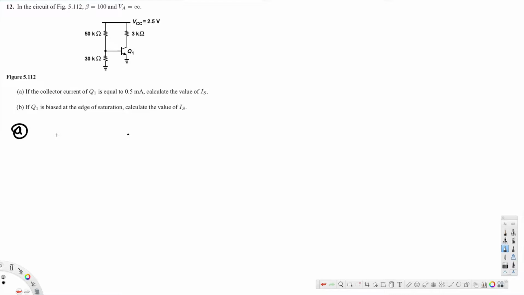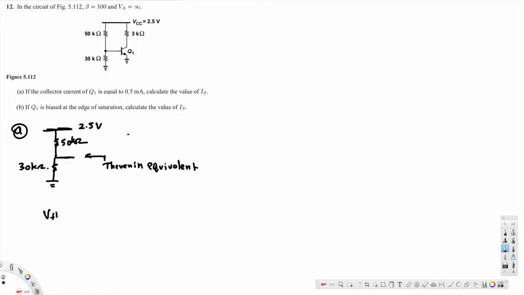Now let's go ahead and draw the Thevenin equivalent circuit for the given circuit. The 2.5 volt source remains the same, and here the 50 kilo ohm resistor, and then this is the Thevenin equivalent. At the bottom we have the 30 kilo ohm resistor. Now first we are going to calculate the Vthevenin.